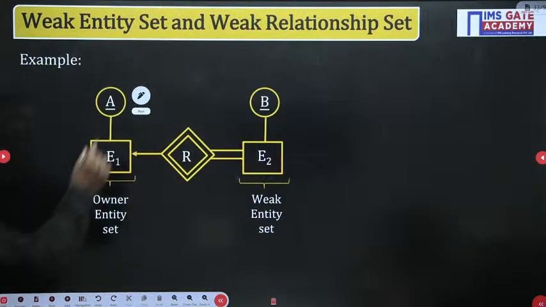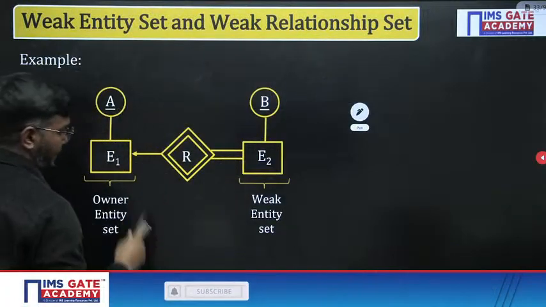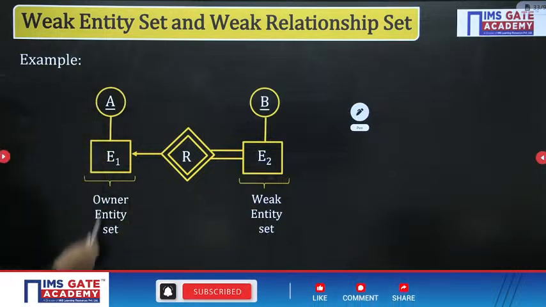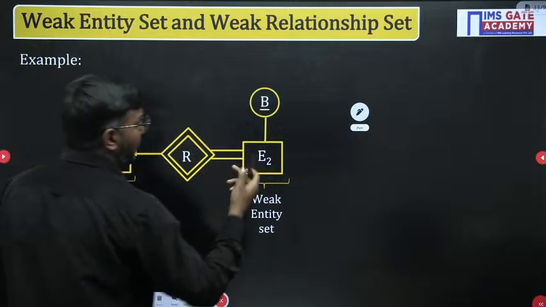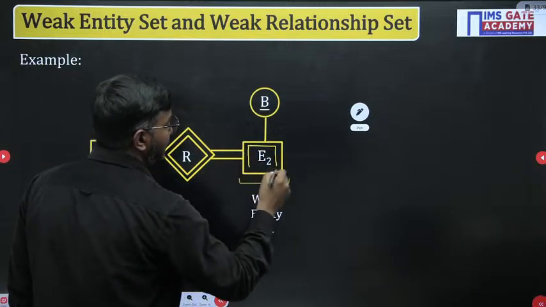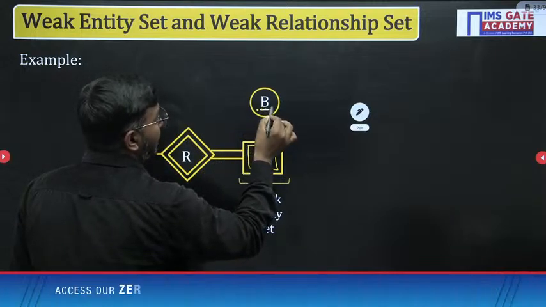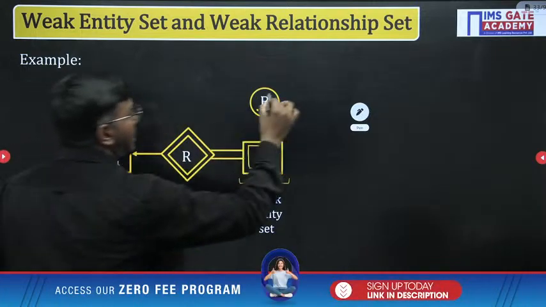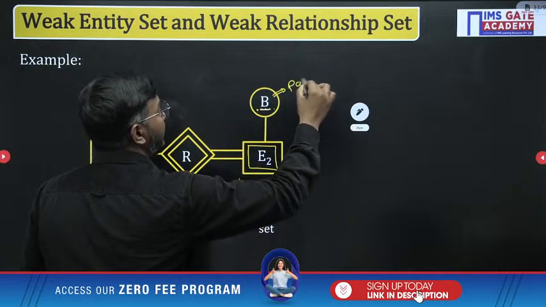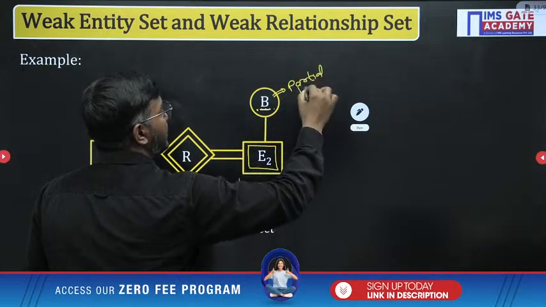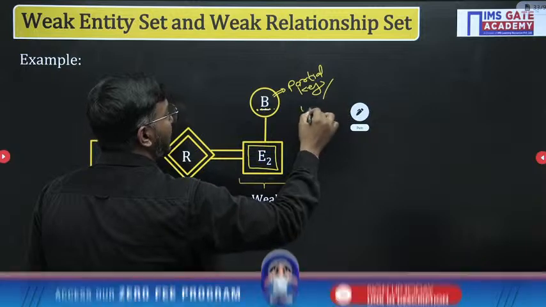Now see, if you look clearly here, this is our weak entity set, with the owner entity set or identifier entity set. Fine. So if it is a weak entity set, it is represented in a double rectangular box here, and the key will be represented with a dotted line. Fine. This is called the weak partial key, or we can say the weak key.